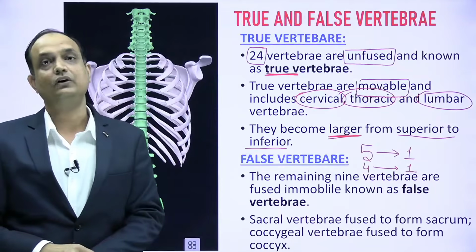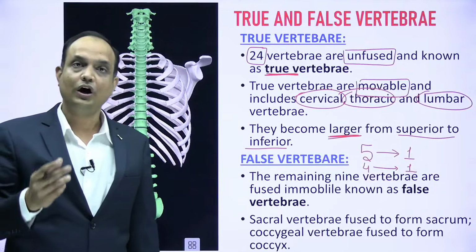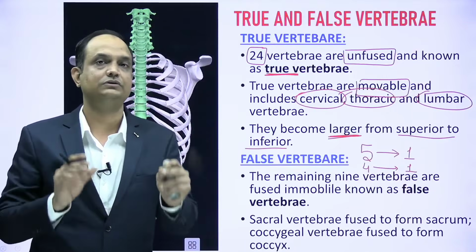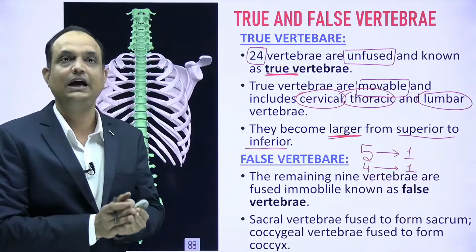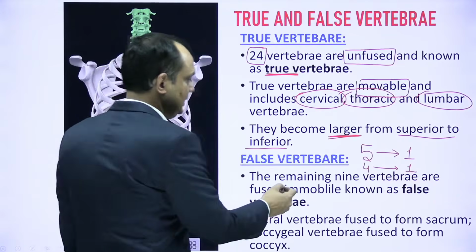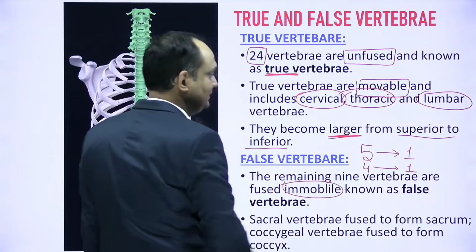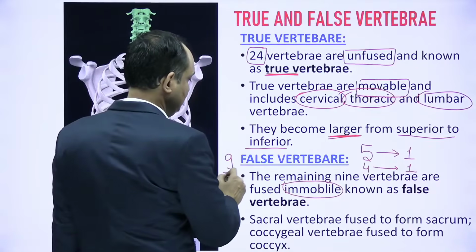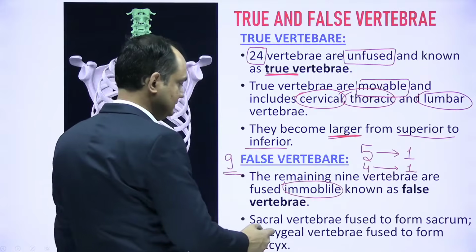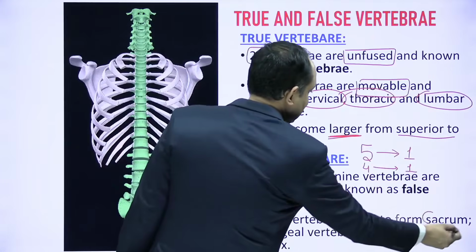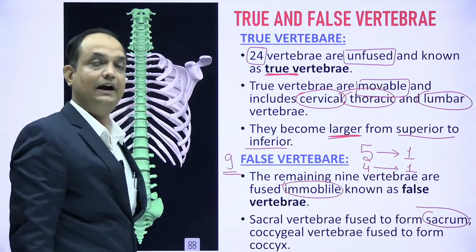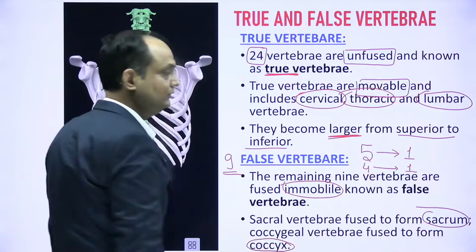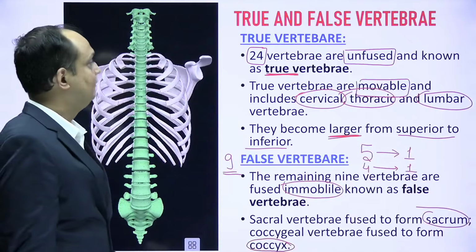While the false vertebrae do not have an independent entity because they undergo fusion in adult life. So they are immobile vertebrae, and how many are there? 9 in number, and these are known as false vertebrae. The examples are the sacrum, which is formed by the 5 sacral vertebrae, and the coccyx, which is formed by the fusion of 4 coccygeal vertebrae.